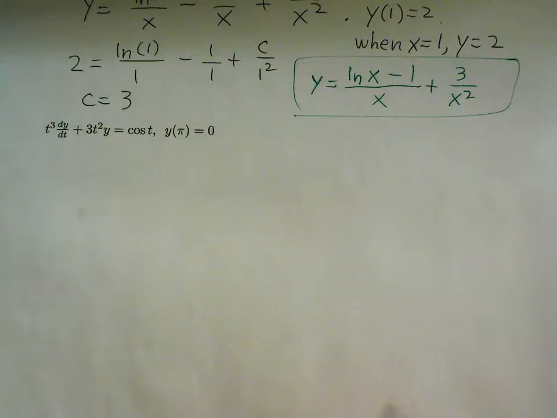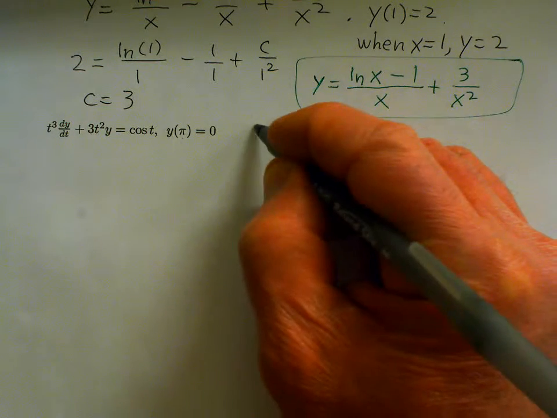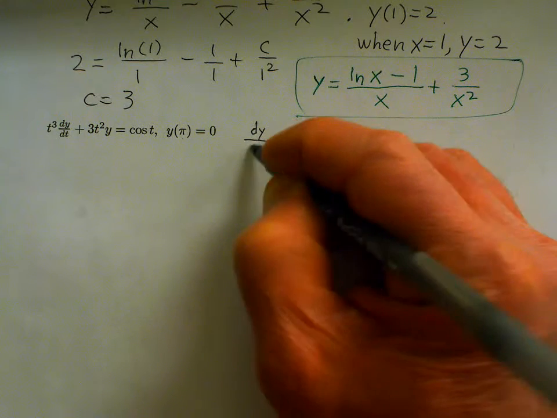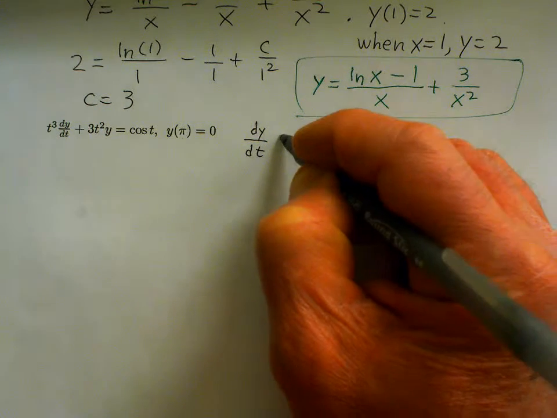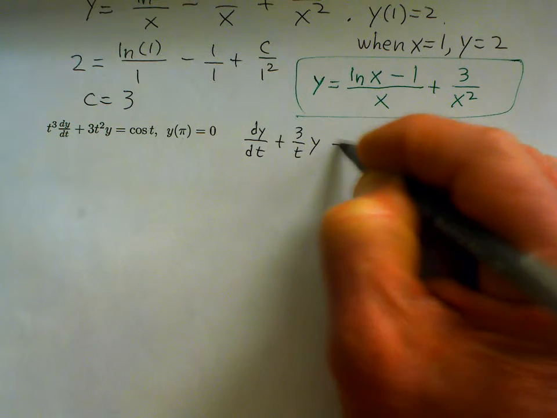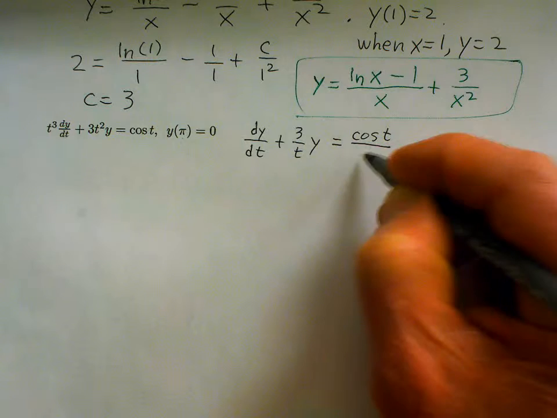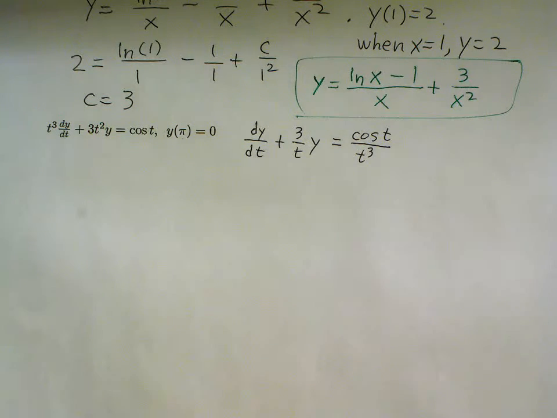Okay, we can do that. We can divide every term on both sides by t to the third. And when we divide every term on both sides by t to the third, we get dy/dt plus 3 over t times y equals cosine of t divided by t to the third.